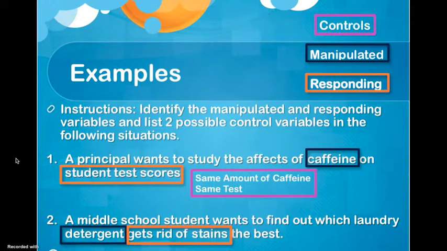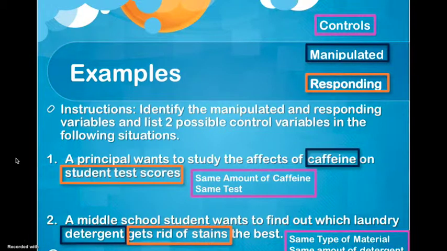So what might be a couple control variables? Okay, I put same type of material that you put the stain on, and I put same amount of detergent used. Okay, because if I put a lot of detergent on one piece of cloth and a little detergent on another, my results may suggest cloth A or the detergent A did a better job, but it could have just been because I put more detergent. So you always want to have the same amounts. Okay, control variables are very important.